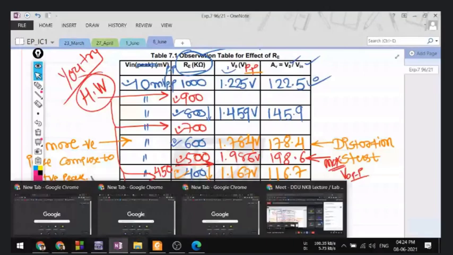Students, please also try this circuit. Please try it. This circuit is very important for the next experiment also. So please, Vikas, go with 450 also.